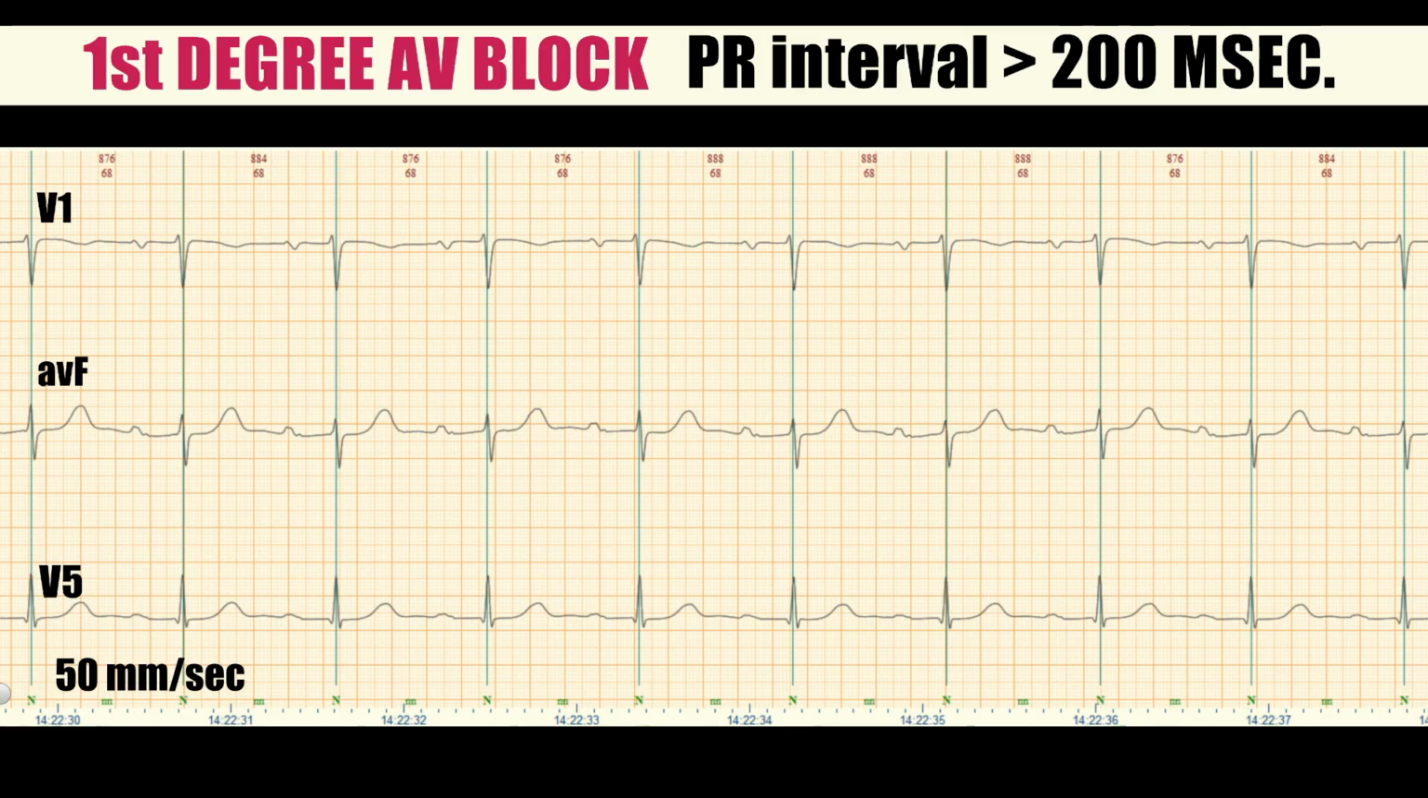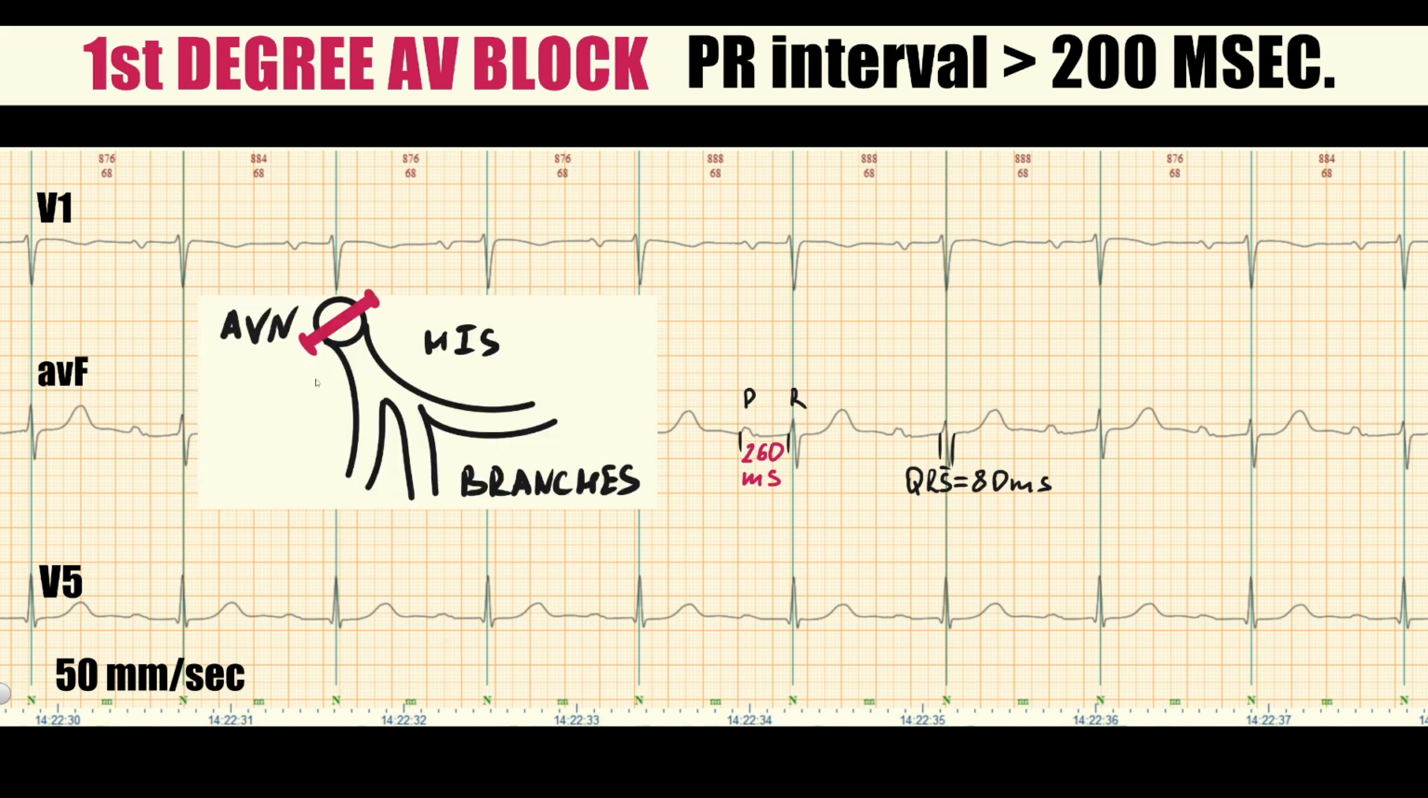Let's go to a real ECG example. This is a 24-hour ECG episode. Paper speed is 50 mm per second. PR interval is equal to 1 large box and 8 small boxes, or 260 milliseconds. That is more than 200 milliseconds. QRS duration is equal to 4 small boxes, or 80 milliseconds. So the level of AV block in this case is located in the AV node.